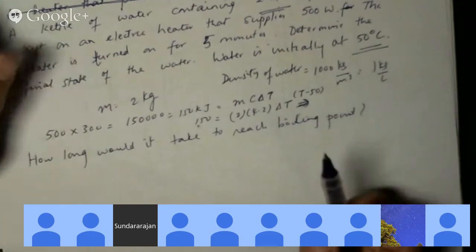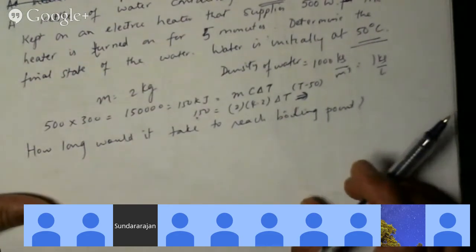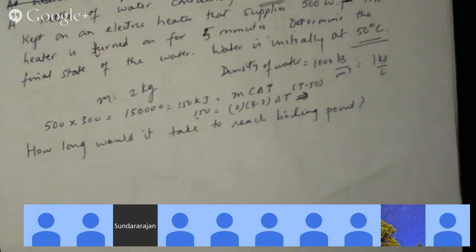I had an interesting idea on how to get the time. With the heat, I took the 420 divided by 150 to find the ratio, and I multiplied that answer by the minutes to get the time to boil the water. I got 14 minutes to boil the water. To get it to boiling point? Yeah, from 50 degrees Celsius.